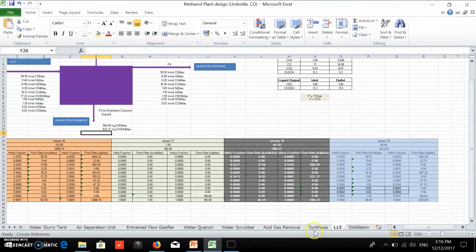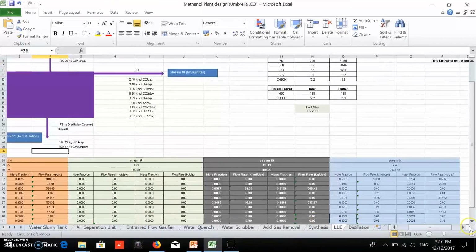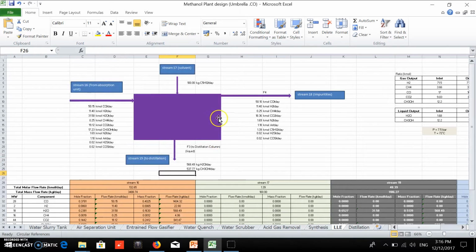Next, the feed from synthesis will go to the LLE, which is the liquid-liquid extractor. The main function of this unit is to separate methanol and water in liquid form and separate all the other impurities in vapor form using a solvent. The temperature for this unit is 72 degrees Celsius and the pressure is 7.5 bar.